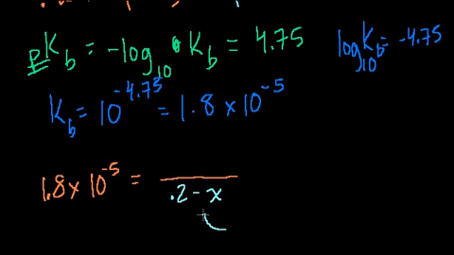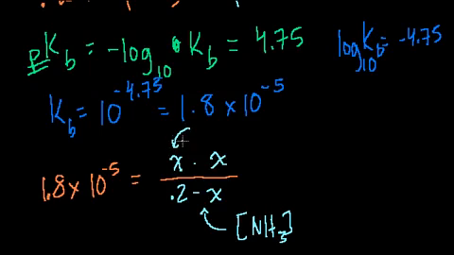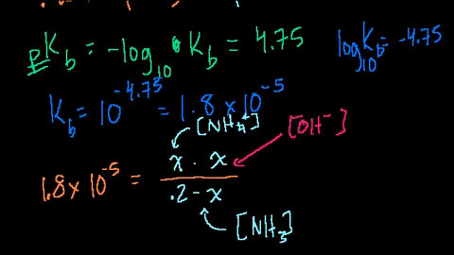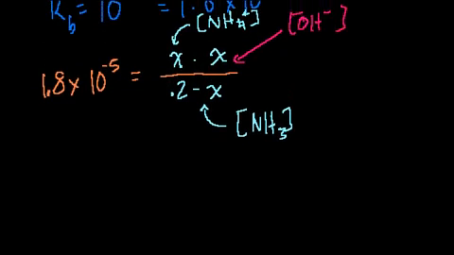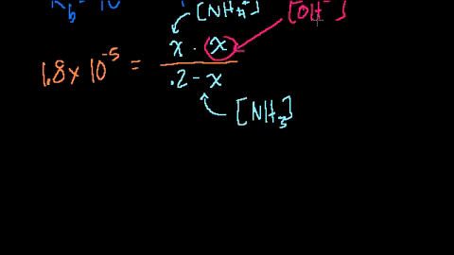So this is the concentration of ammonia, and then we have X times X. This is the concentration of NH4 plus, that's a 4. And then this is the concentration right here of OH minus, right? And we just solve for X. So let's do that. Solve for X. And then once we have X, we know the concentration of OH. We'll be able to figure out the pOH, and then we'll be able to figure out the pH.